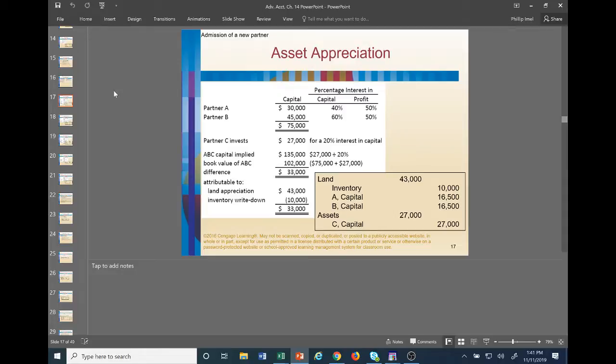Now, this appreciation and the investment by C would be recorded by debiting assets from C of $27,000, debiting land of $43,000, crediting inventory for $10,000, crediting the capital account for partner A of $16,500, crediting the capital account of partner B for $16,500, and crediting the capital account for partner C for $27,000.